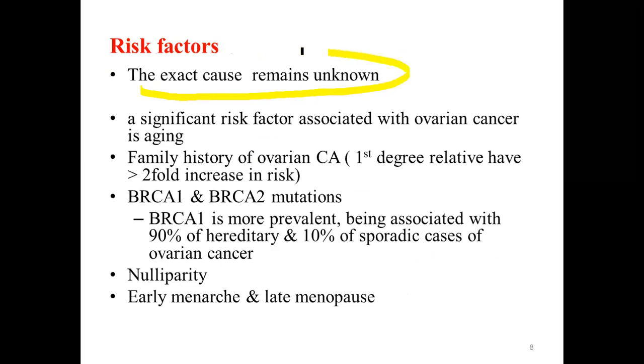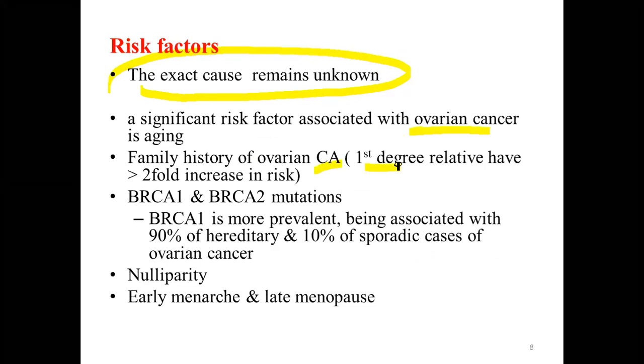Having said this much about the possible risk factors, the exact cause is usually unknown, but a significant risk factor is usually linked to aging. So as you age, the risk of ovarian cancer is higher. Then apart from that, family history of ovarian cancer. If someone has a first degree relative with ovarian cancer, there is a twofold increase in risk, which is very, very common.